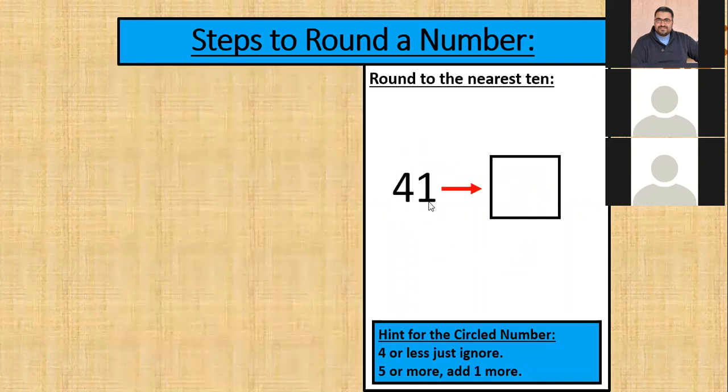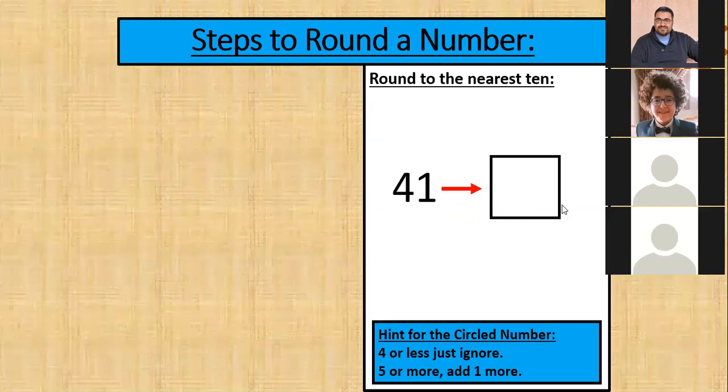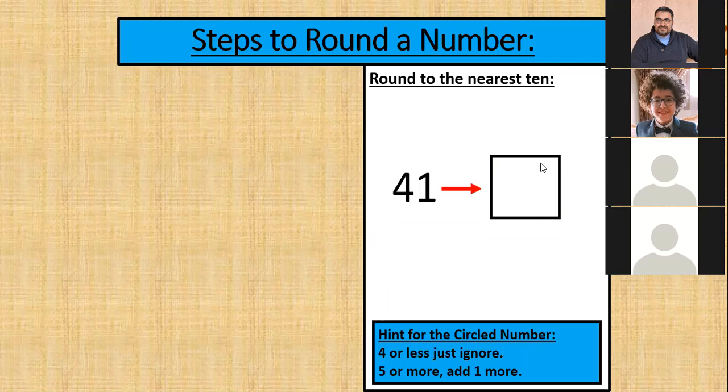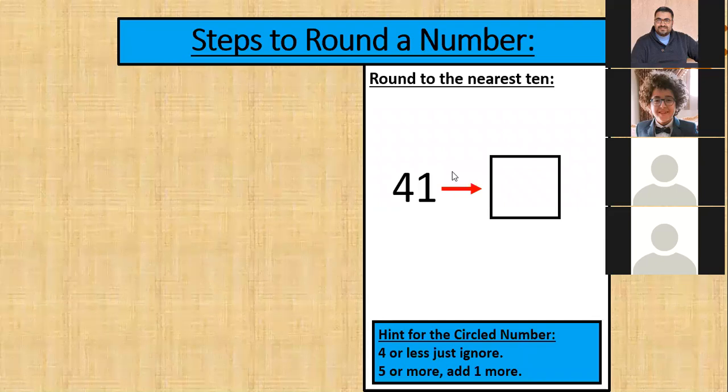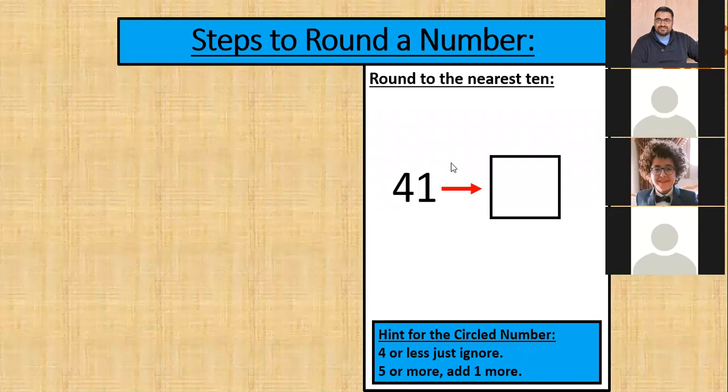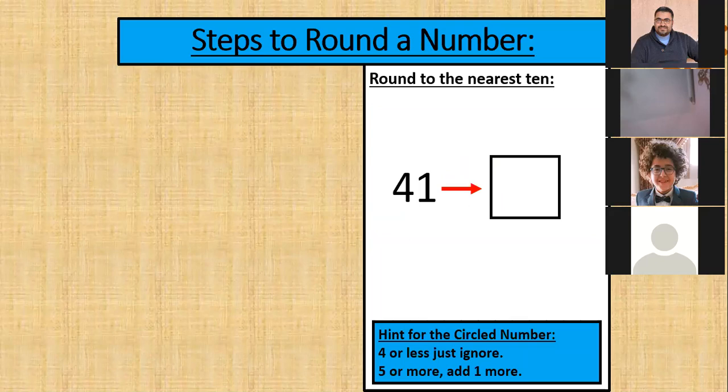41. We want to round 41. Hamza? Hello? Hi, Hamza. Can you tell me the answer when we round 41 to the nearest 10? That will be 50. No. Okay.